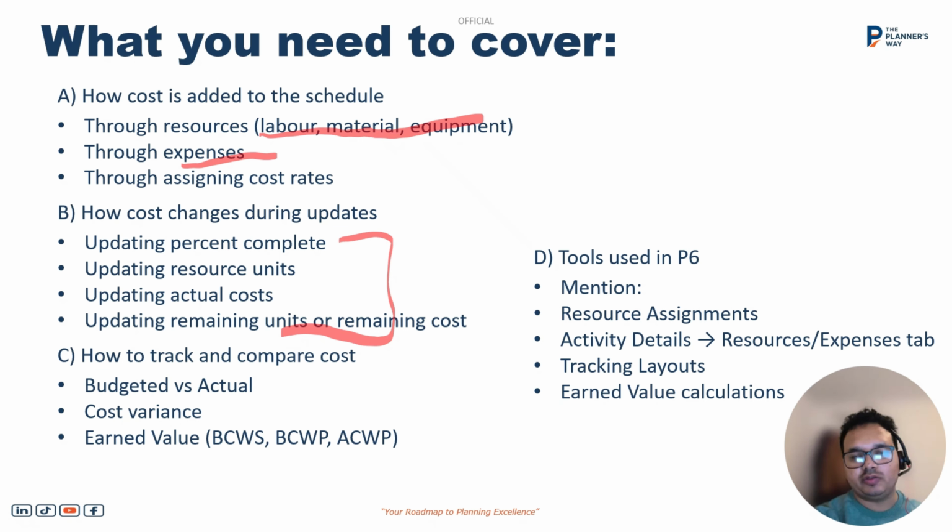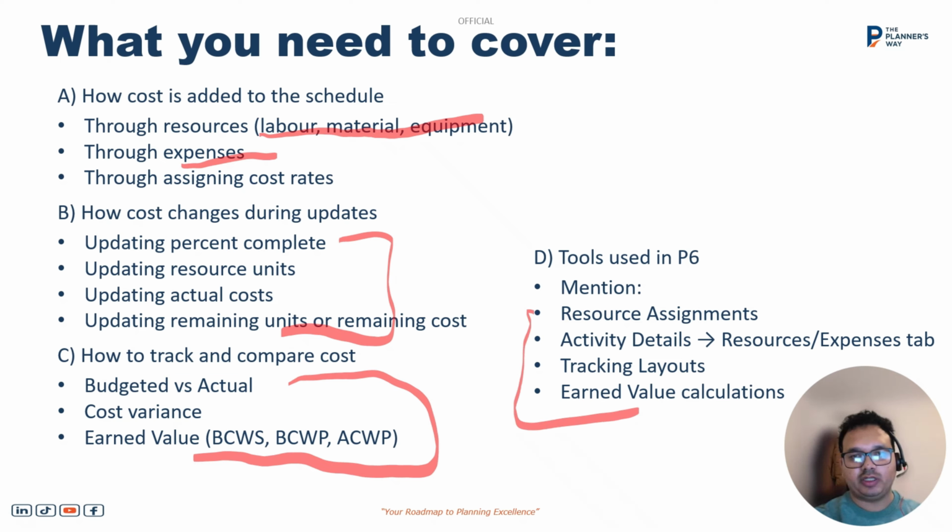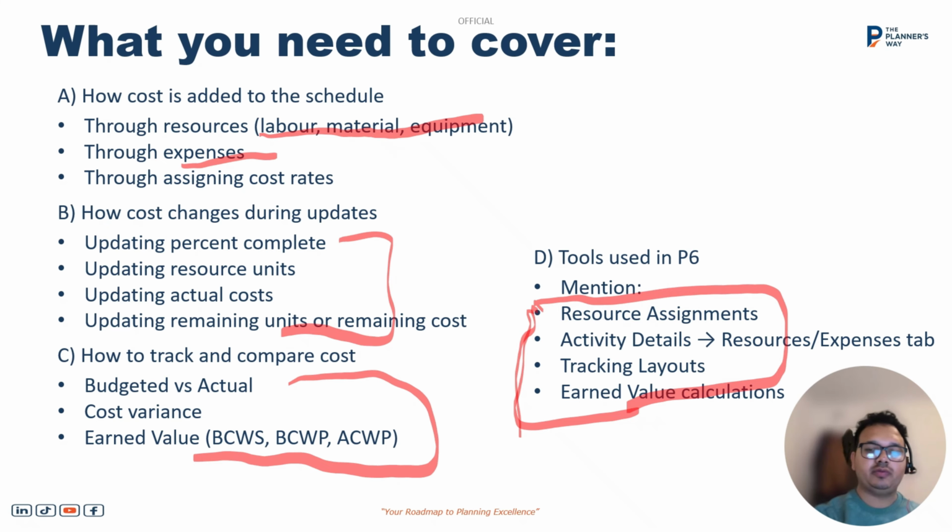Another thing is how you track your cost. Basically, we track the cost by using earned value parameters, so we need to cover those things in our answer. Another thing we need to cover is the tools we use for doing all of this. Either we can do it in MS Project or P6. We need to mention it, and how you calculate and do it in that tool. So these things need to be covered in your answer.